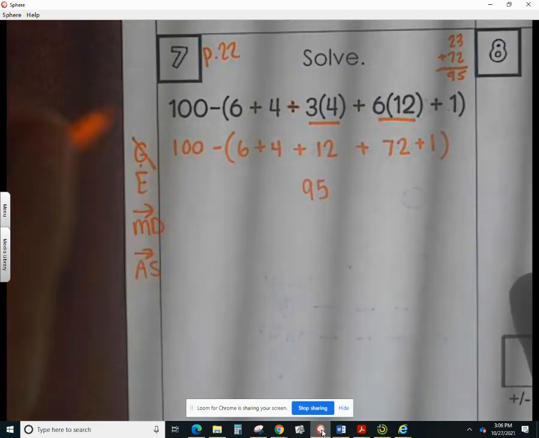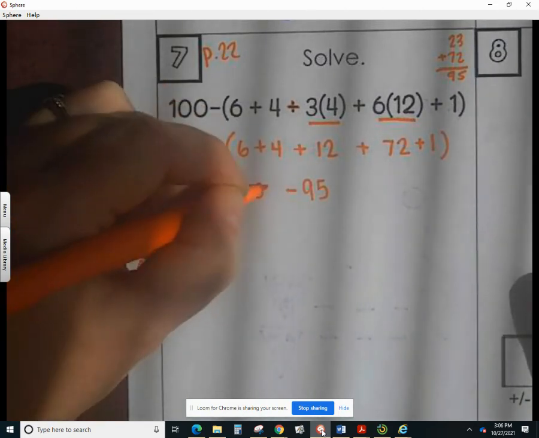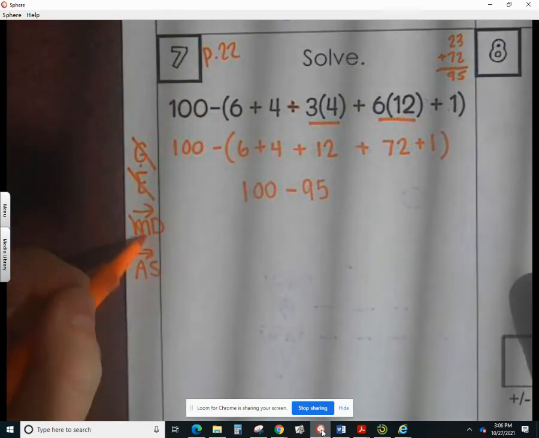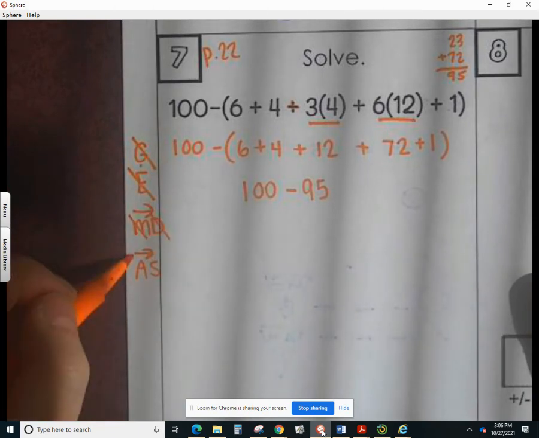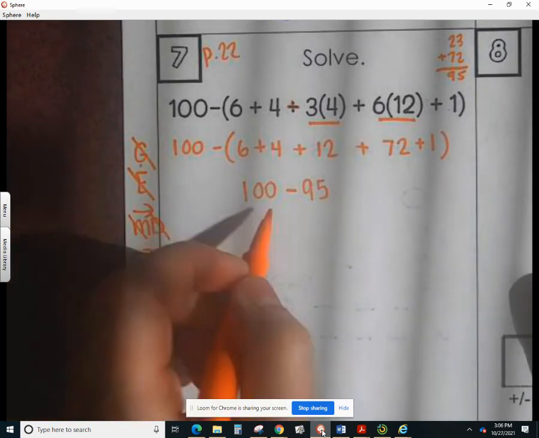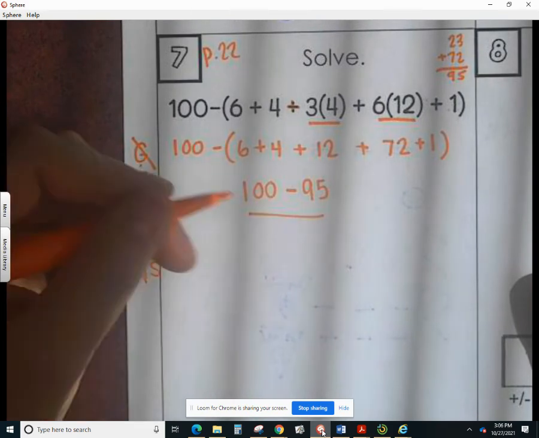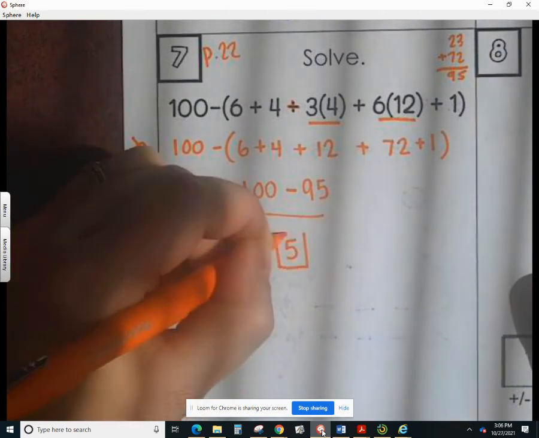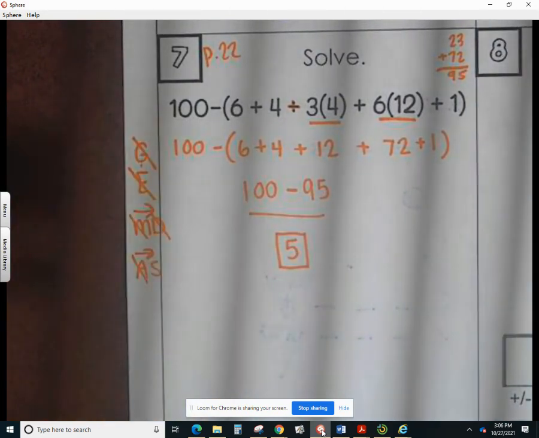So we're now done with the grouping symbols. We don't have any exponents. We don't have any multiplication or division. We don't have any addition. We just have the subtraction. And 100 minus 95 is just 5. So like I said, that looked kind of like a confusing problem. But once you just look at the order, it's actually pretty easy.